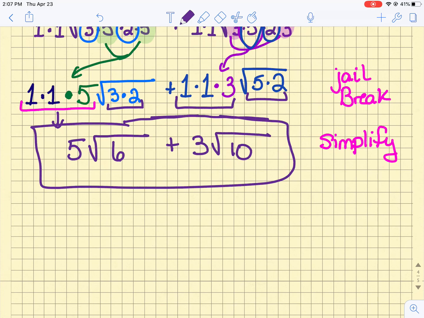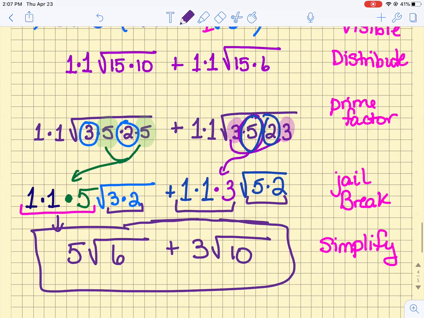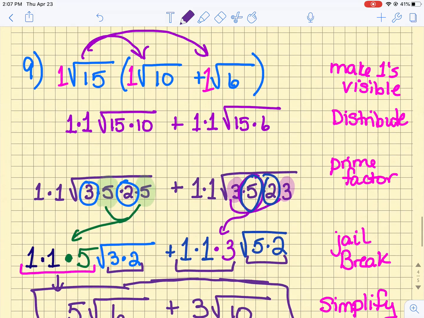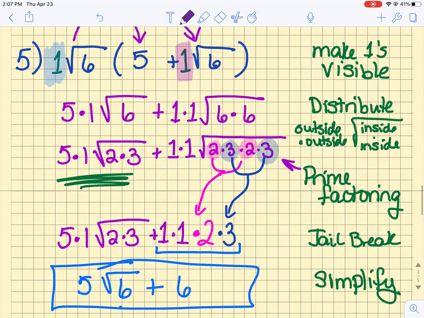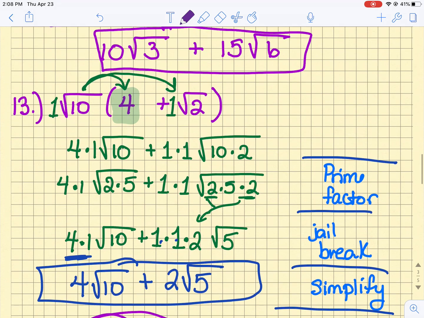Do you want me to do any more, or do you feel like we're good? I think we're good. Okay, Boris is good. Anybody else want to see some more? Well, I have a question. Which one did you do before 5? Let's see. This was number 5. This one was number 9, 5, and the one I did before that was 13.